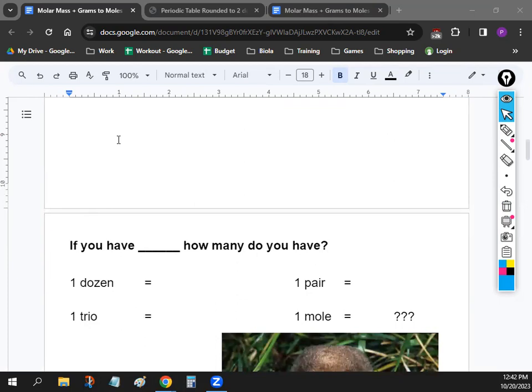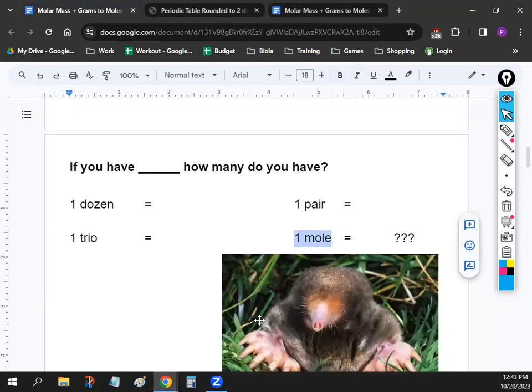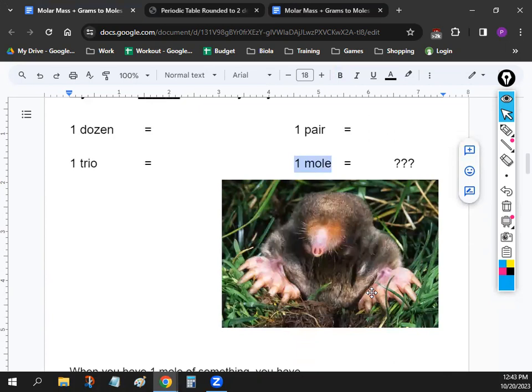So just based on our personal experience, if you have a dozen of something, how many do you have? 12. Yeah. If I have a pair of something, how many do I have? 2. If I have a trio, 3. And in chemistry, we use something called a mole to measure stuff. So it's not that ugly animal that lives in the ground. In chemistry, a mole is a way to count something. Just like how we can use a dozen to count 12 at a time, a pair to count 2 at a time, in chemistry, we count things 1 mole at a time.